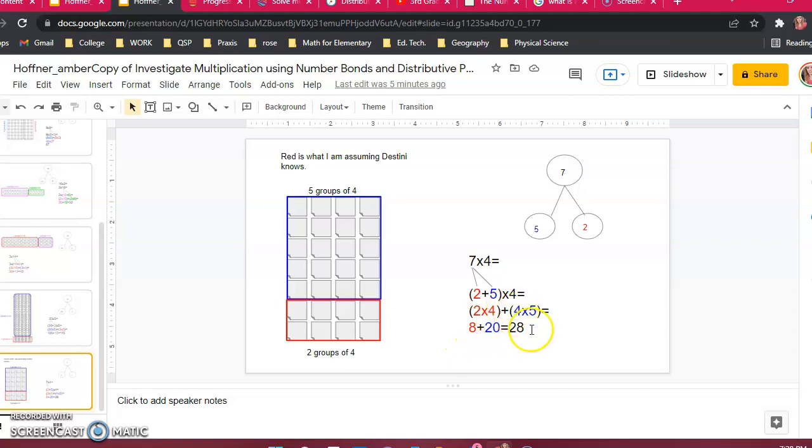So I just made the problem what it is, and I did the same as what I did for the other problems here. And so I split and just showed the number bond she made from 7 as 5 and 2, which is great. So then we have 4 times 5, and then 4 times 2, and showing the 8 plus the 20 equals the 28.